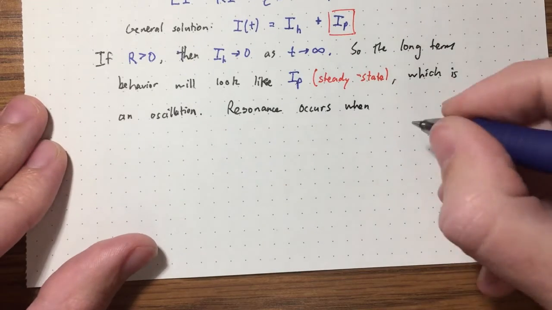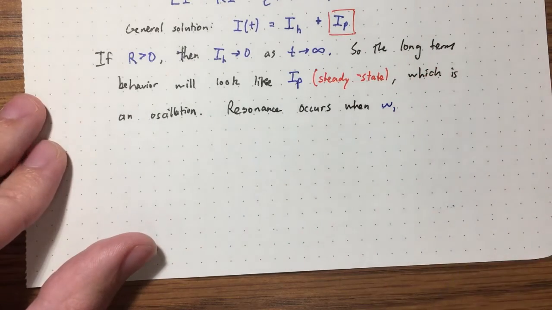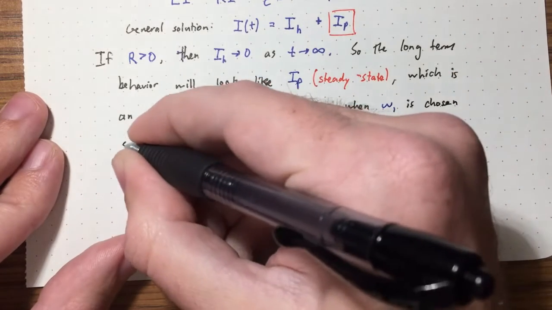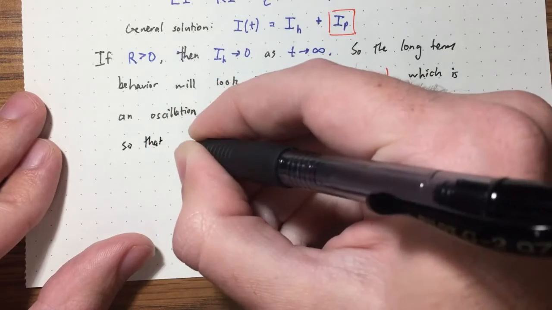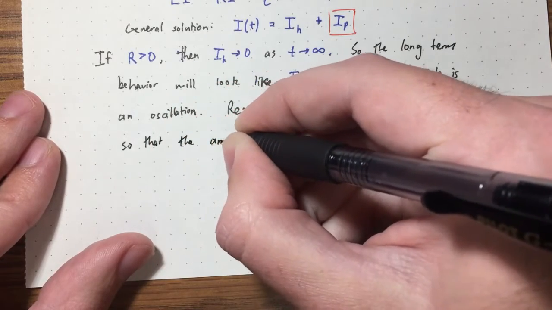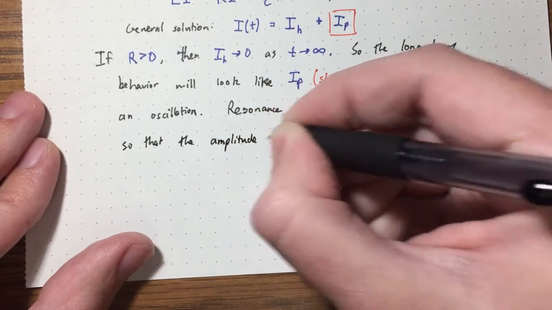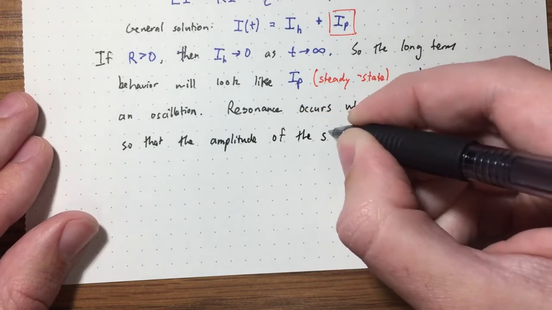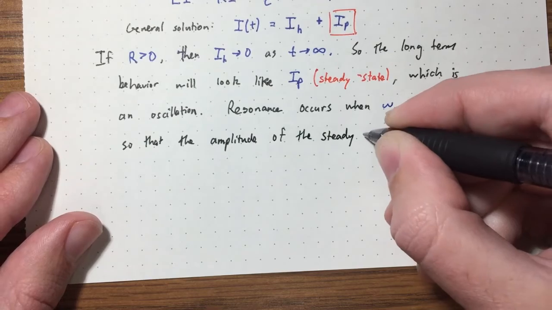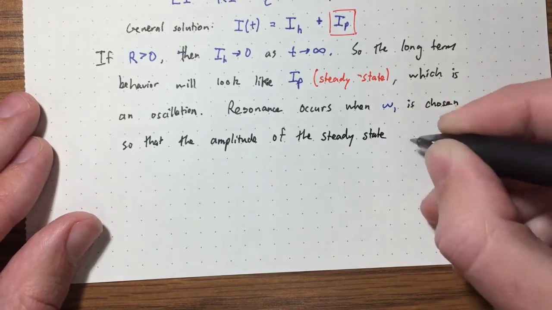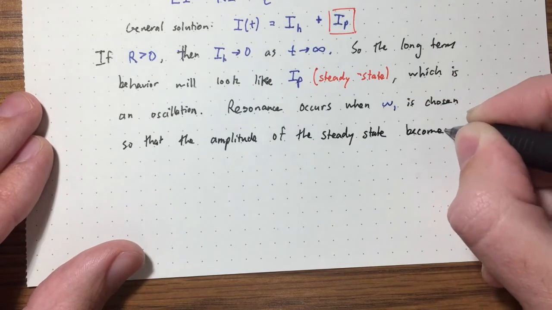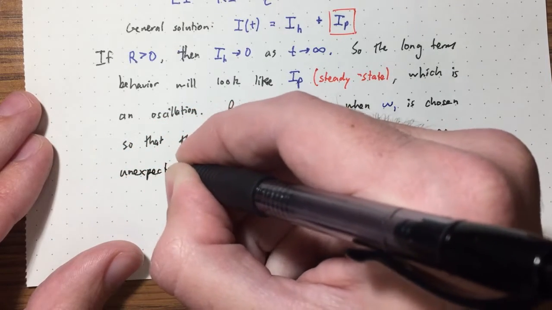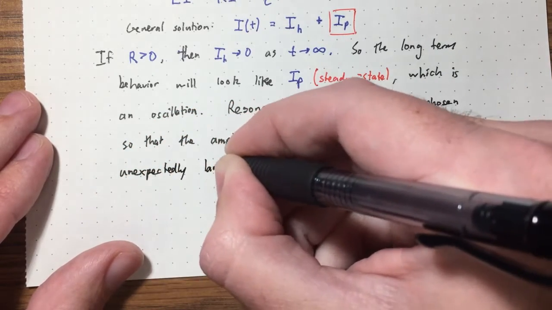Resonance occurs when our driving frequency, omega 1, is chosen so that the amplitude of this oscillation, or of the steady state, becomes unexpectedly large.